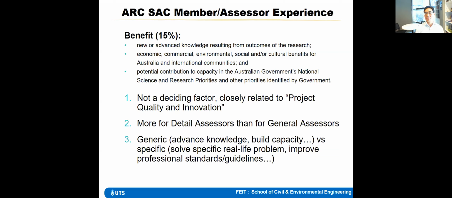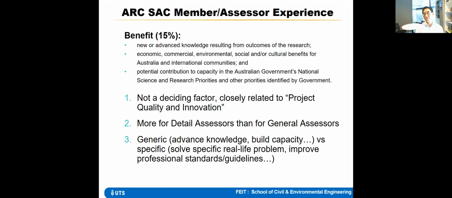If it's a really innovative or significant project, of course it will advance knowledge, and it's worthwhile to build research capacity in those areas. In addition to that, we can also have specific benefits. For example, solving a specific real-life engineering problem, which can be a long-lasting problem. You provide an alternative solution, or a better solution. It can lead to improvement in professional standards, design codes, or guidelines.